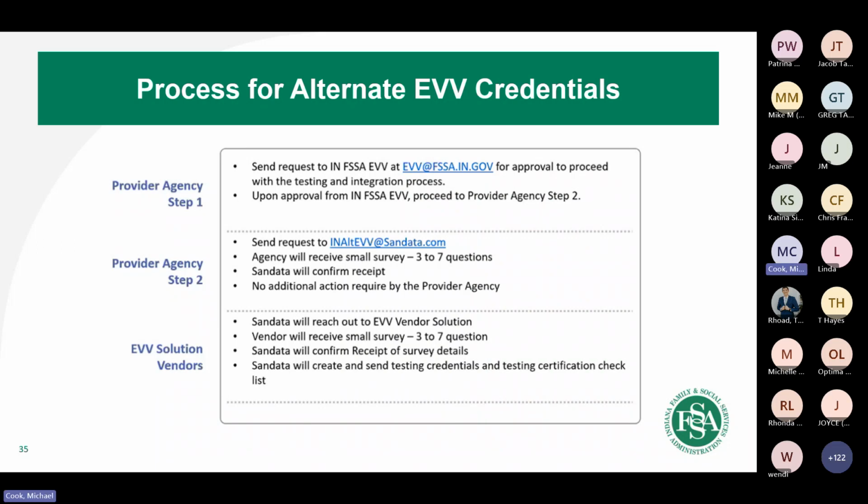So this stuff is a little bit more complicated depending upon where your vendor is at in terms of integration with SanData's system. Most of our vendors are already integrated and are in good shape, so you'll get your credentials much quicker. Again, if it's a brand new vendor, it will take additional time due to the testing requirements.